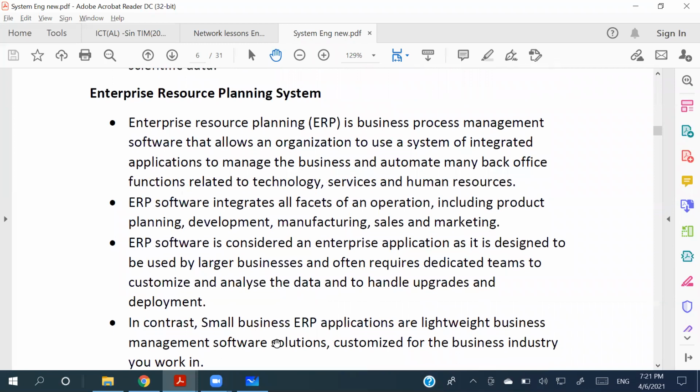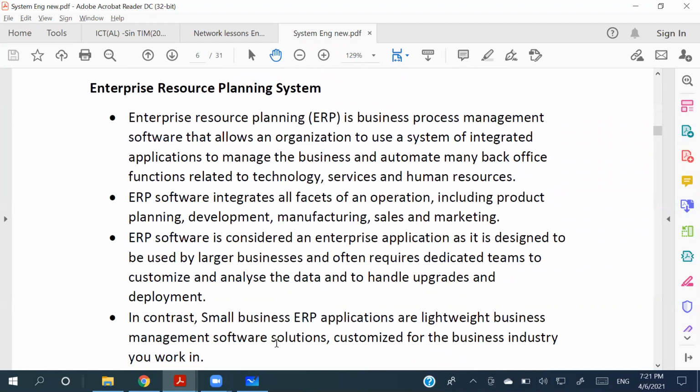ERP, we tell it is a total solution. Total solution means, regarding an organization, if you take an organization, we can separate the tasks inside the organization into several different categories.